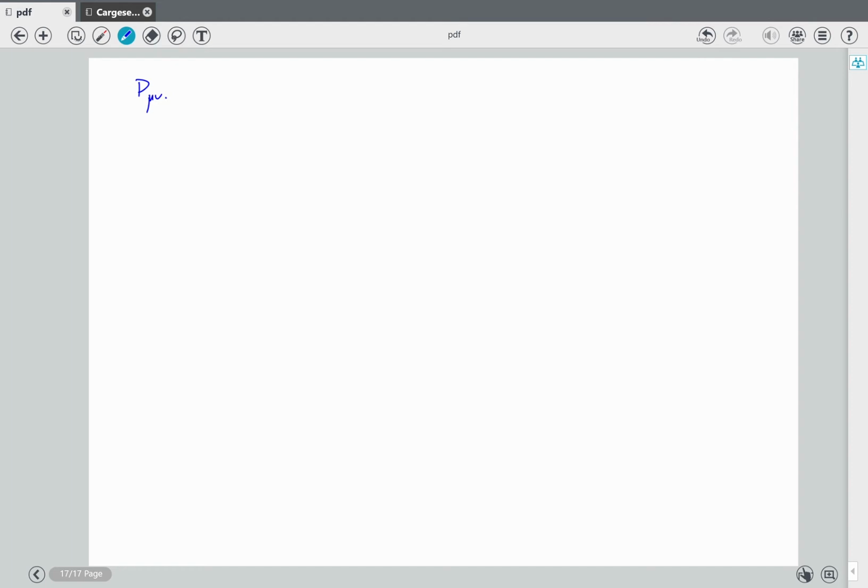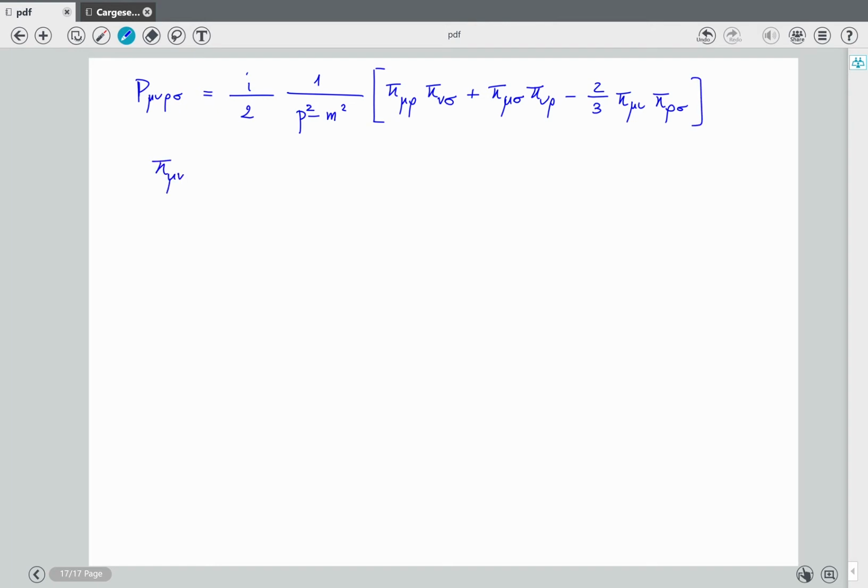So P mu nu rho sigma will be equal, if I include the i here, that is the complete propagator with the i factor, i divided by 2 times 1 divided by p squared minus m squared, times pi mu rho pi nu sigma plus pi mu sigma pi nu rho minus 2/3 pi mu nu pi rho sigma, where pi mu nu is the object we have already met in the Proca case, eta mu nu minus p mu p nu divided by m squared.